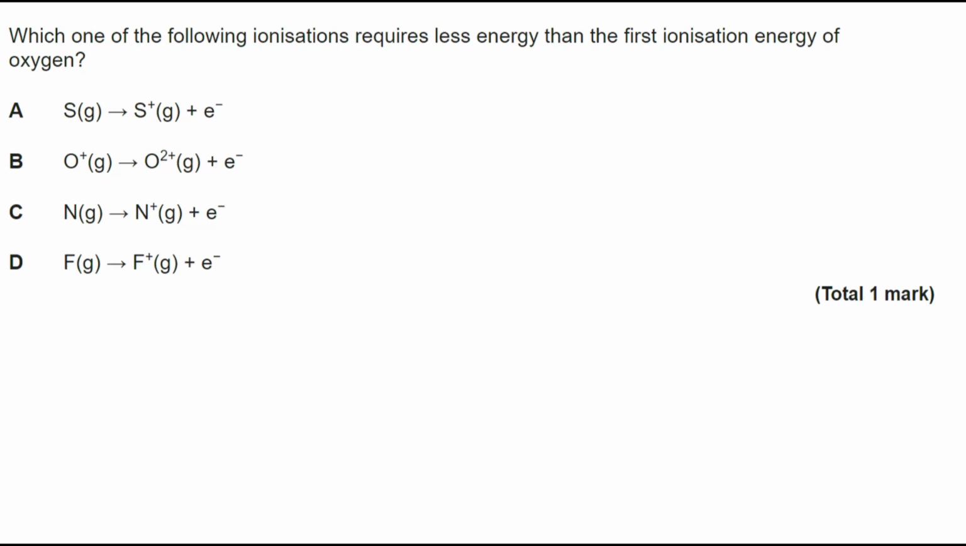So for this question, you need to have a good working knowledge of ionization energy and the trends, and also the reason for those trends, actually. Let's take a look at each of these. We want to know which requires less energy than the first ionization energy of oxygen. We can immediately dismiss B, because second ionization is always higher than first ionization. You're removing the electron from a positive ion, and you've also got a greater attraction on the fewer electrons by the same number of protons.